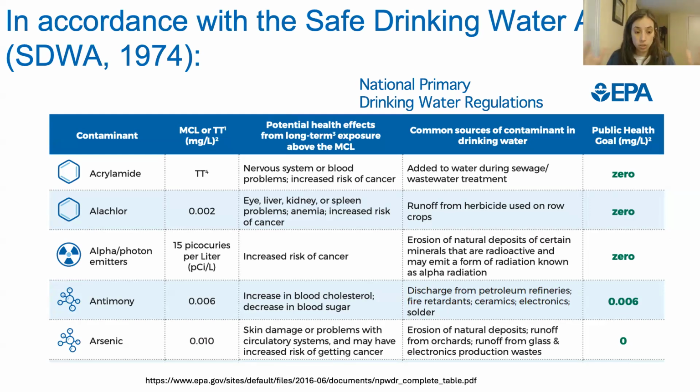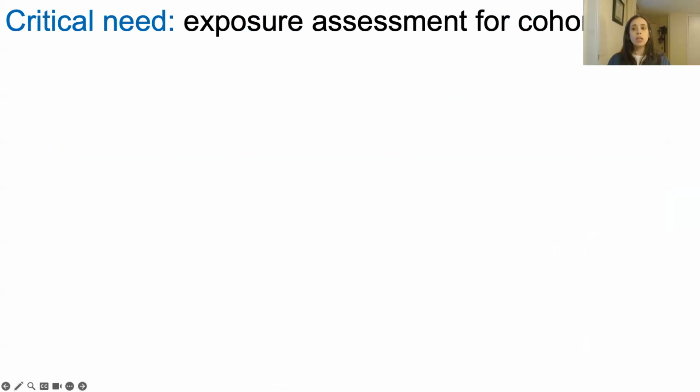So there's quite a big margin here between what we believe to be quote unquote safe and what is allowable in our public water systems. One of the areas that my team is really working on is to fill in this critical need in terms of doing a geospatial exposure assessment for drinking water contaminants in big epi cohorts nationwide, right?